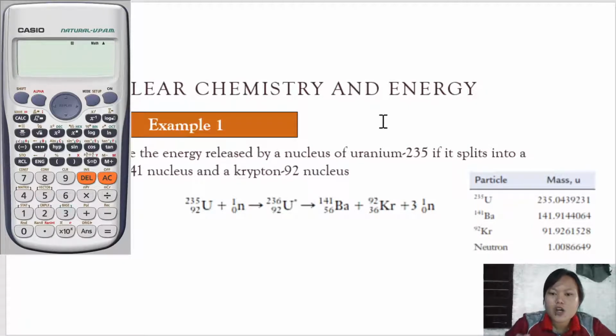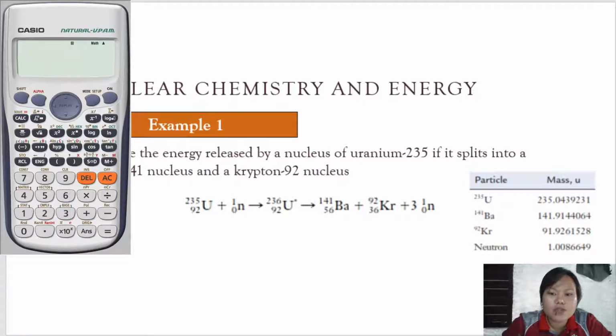So first off, we have the formula E is equal to mc squared. And we all know that when we're analyzing nuclear reactions, this m would be delta m, or the change in mass with regards to the product and the reactants, multiplied by c, which is the speed of light, which is a constant. So first off, we would have to get the delta m.